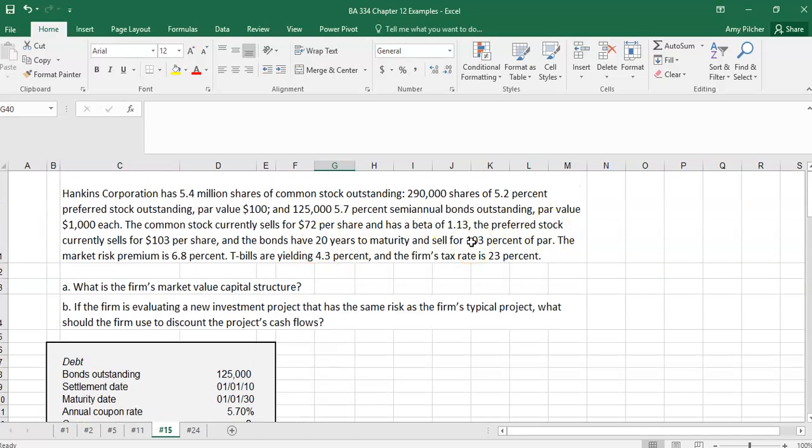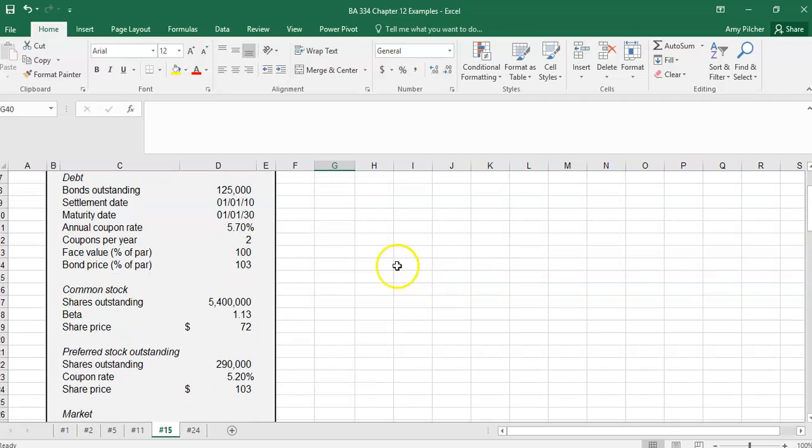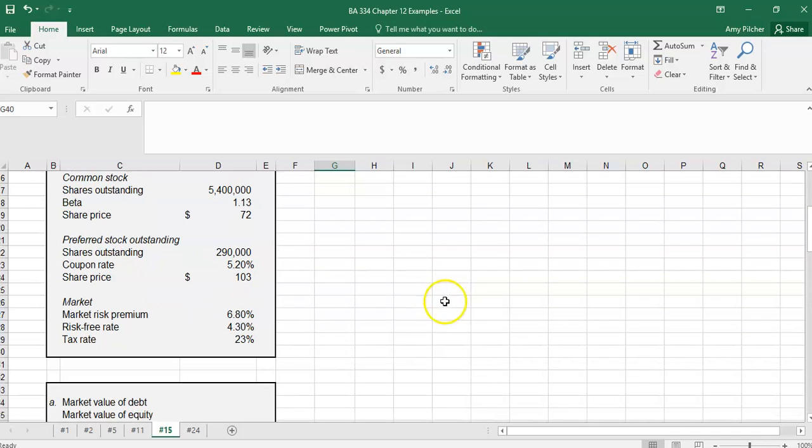So we're going to look now at the firm's capital structure, very similar to the calculations we're already doing. And let's do part A first. So the firm's market value capital structure. We have a lot of information here. We have bonds outstanding, common stock, preferred stock outstanding, and information on the market premium, the risk-free rate, and our tax rate.